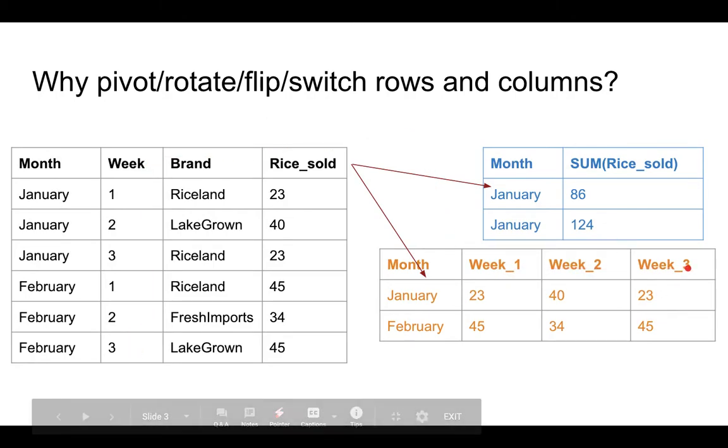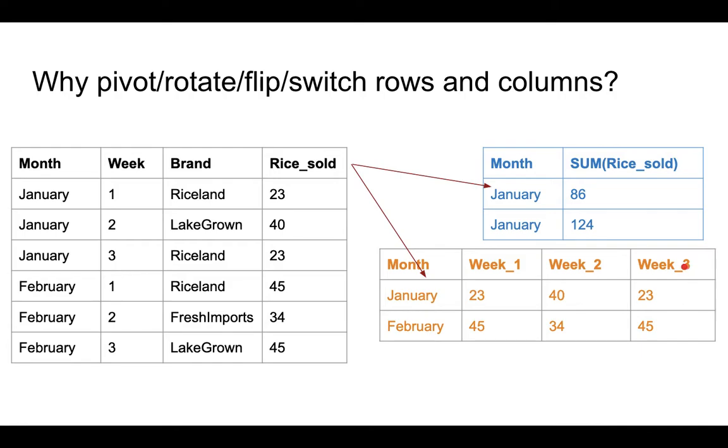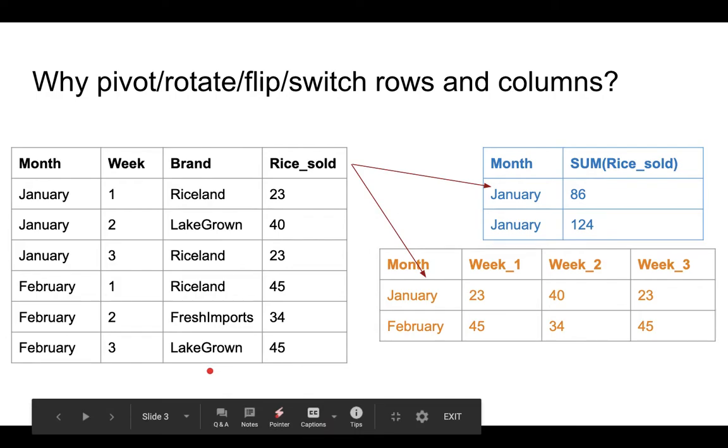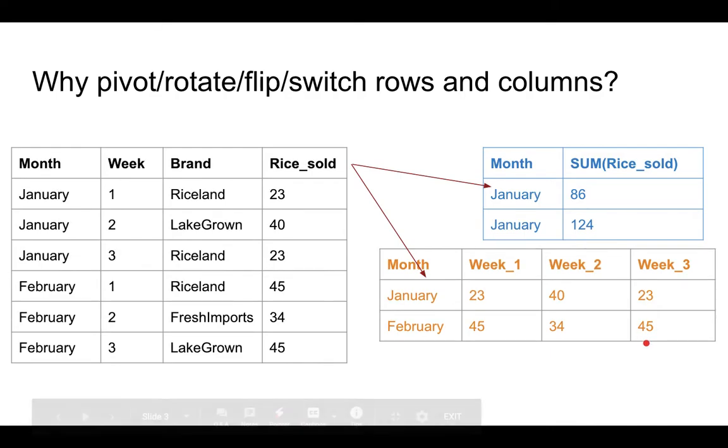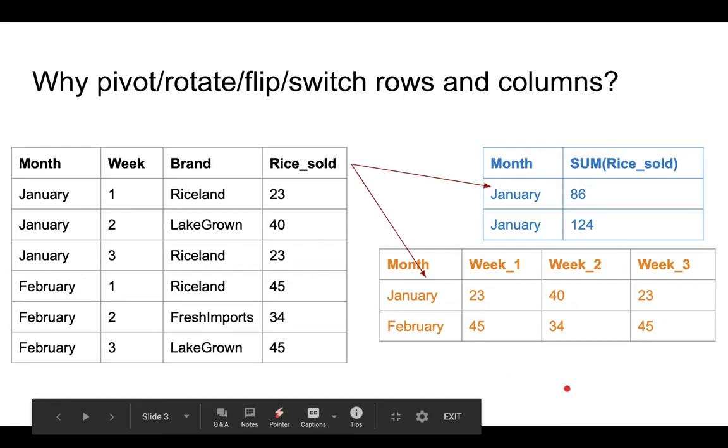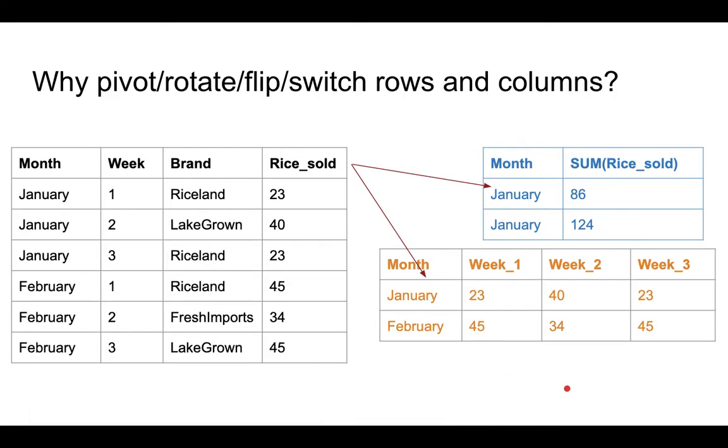Another situation is shown in this table where we move the weeks from rows to columns, as you can see here. What we are trying to do here is ignore the column brand and just look at the columns month, week and rice sold, and put it in a new format so that we can clearly see how much rice was sold in the month of January, February, in the weeks of first week, second week and third week, irrespective of the brand. And that's when we would flip or rotate rows to columns.